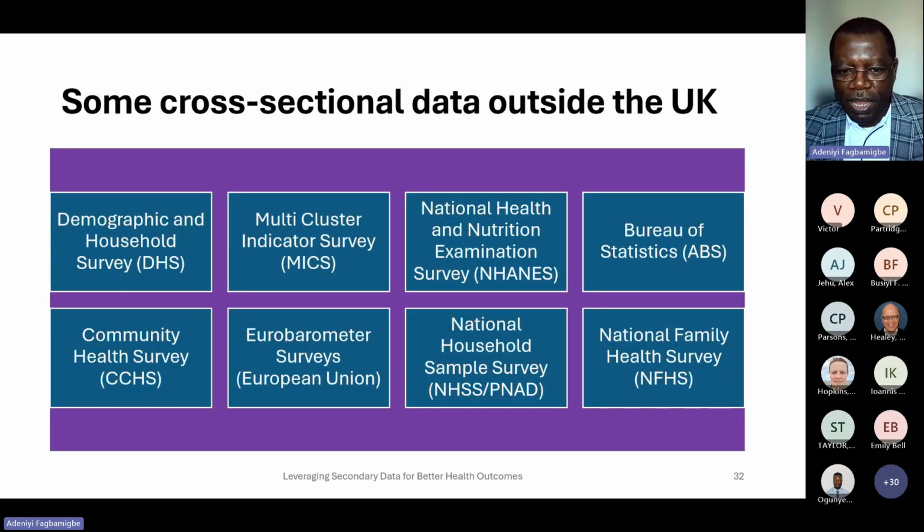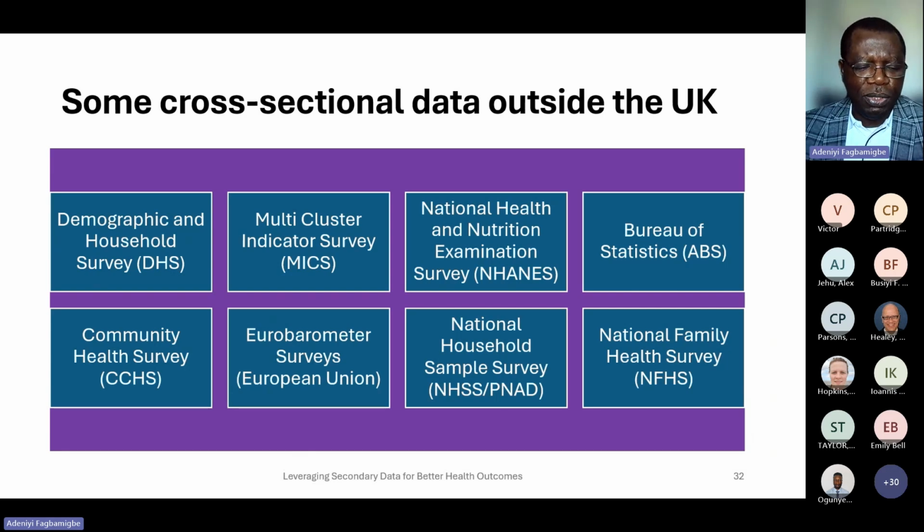I've been talking about the UK, so let me just spend the next few slides to talk about outside the UK, because as researchers, we are not just confined to our locality. We can look outside our borders and see what is happening, or compare what is happening in the UK versus other countries in Europe, or versus other high income countries, or even low and middle income countries. So there are several examples. I've just listed 8 here.